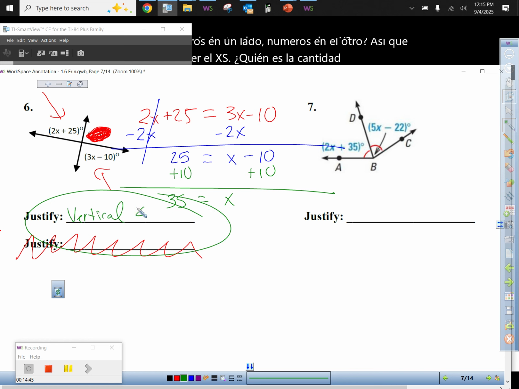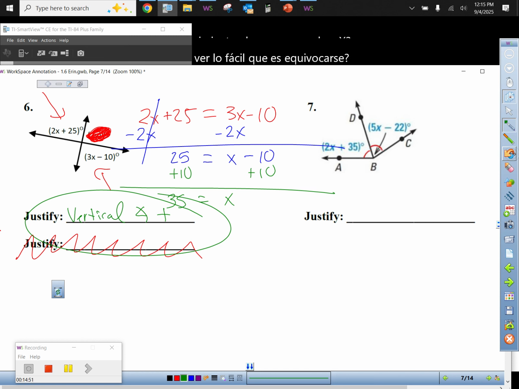Vertical angle theorem. Would you like to see how easy that is to get wrong? Here's what many people will have on their test. What's wrong with that? Are they called vertical pairs? They're called what? Vertical angles. Vertical angle theorem. Doing all right? Cool. I will help you more later if you need help with that.